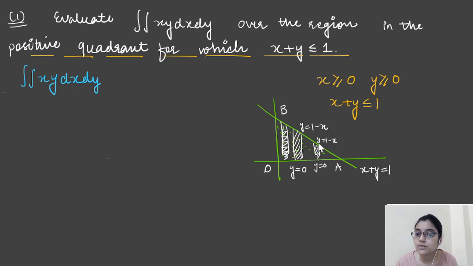Here you have y equal to 0, here you have y equal to 1 minus x. Now you will ask, ma'am, why are you telling this to us? Later on you will understand why I am telling you this.